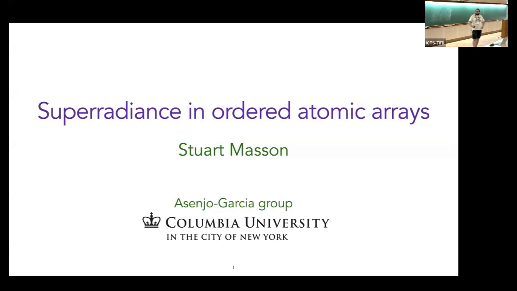So I have some complicated many-body problem, and I look at how it decays when it can decay in multiple different ways. And I'm hoping that by the end of this, I'll have convinced you that these quantum optics platforms are really interesting, and in particular that using these ordered atomic arrays is an obvious way forward. And I hope I can do that through the lens of talking about superradiance.